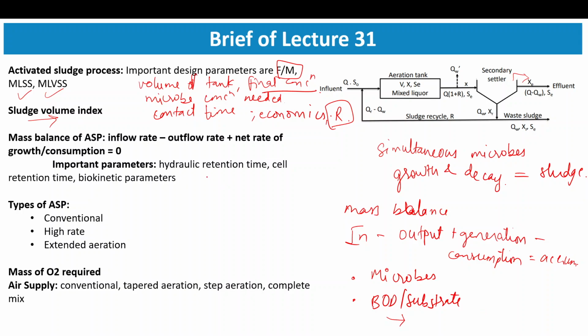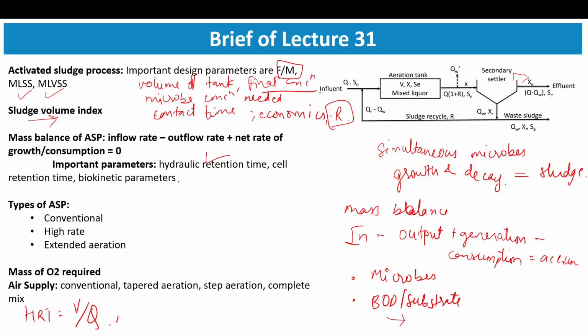Now, some of the important parameters, as I mentioned, is hydraulic retention time, which is nothing but the ratio of volume per unit flow rate. Okay, so it is the amount of time water spends inside the reactor or in the process. And then cell retention time. So cell retention time is nothing but the average time which microbes spend inside the system.